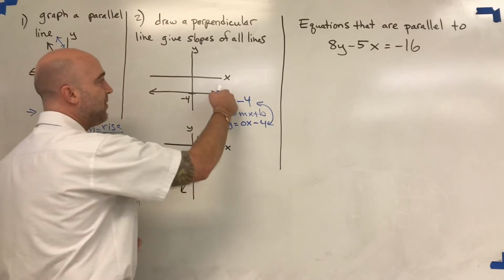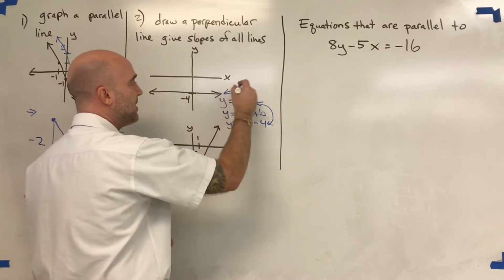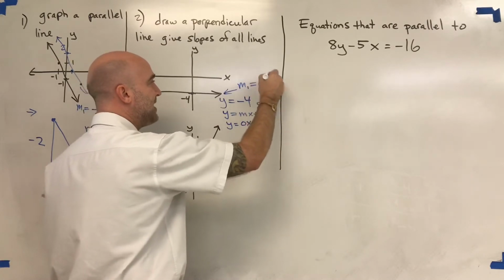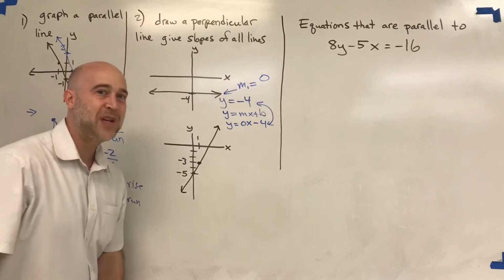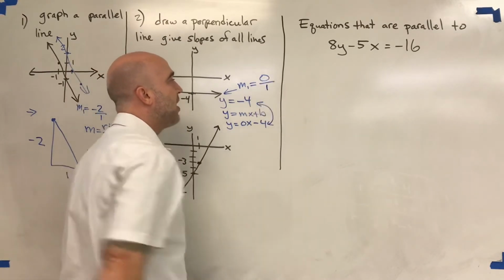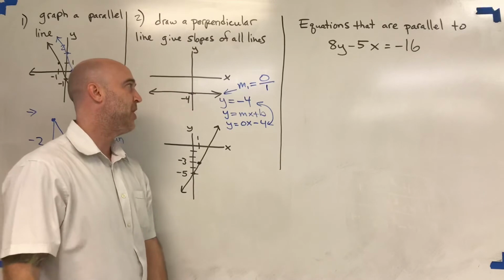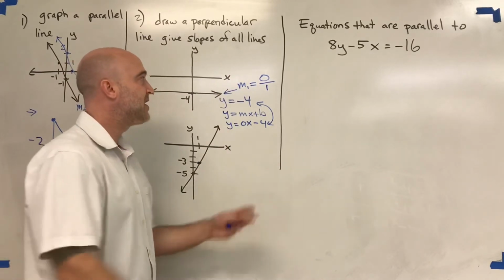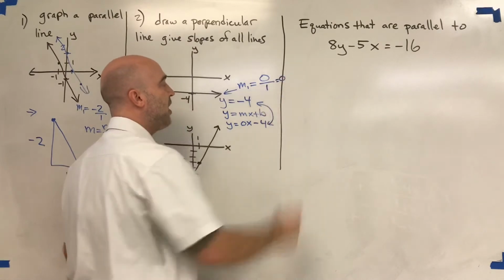So the slope of this line, M1, is equal to 0. You remember what I said? We can always make it as a fraction. 0 over, and I'll just say 1 on the bottom. It doesn't matter what number I put. But it is okay to have 0 on the top. This answer is still 0.